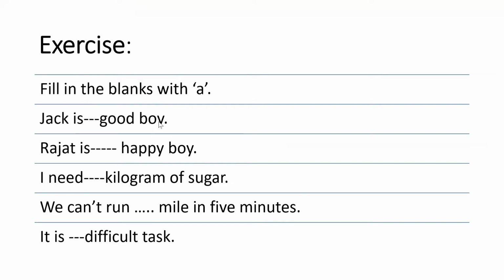Look here. A simple rule will work here. G is a consonant, so "a good boy." Rajat is dash happy boy. H is a consonant, and before a consonant we use "a." Rajat is a happy boy. Remember one thing, exceptional cases are different. I've already dealt with them. I need a kilogram of sugar. K is a consonant, so we use "a" here.